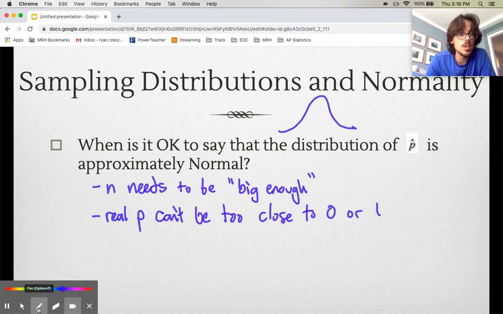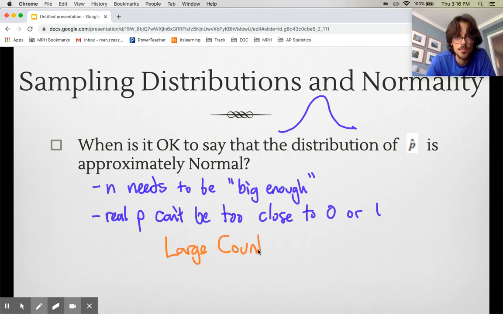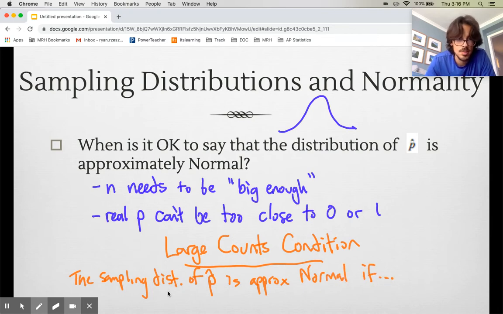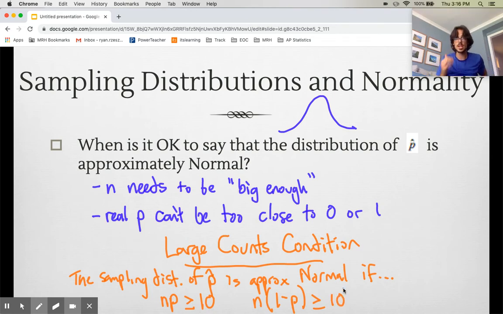So what we do is we use a rule called the large counts condition. Basically it takes into account both of these factors. The sampling distribution of p hats is approximately normal if you check two things. You need to check that n times p is greater than or equal to 10, and you need to check that n times 1 minus p is also greater than or equal to 10. It's a famous condition called the large counts. We'll see this in chapters 7, 8, 9, 10. We see it all semester long.